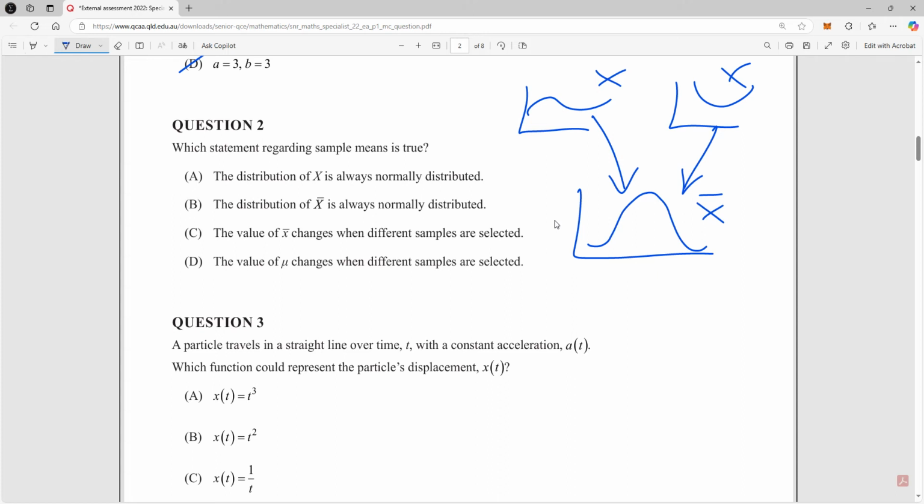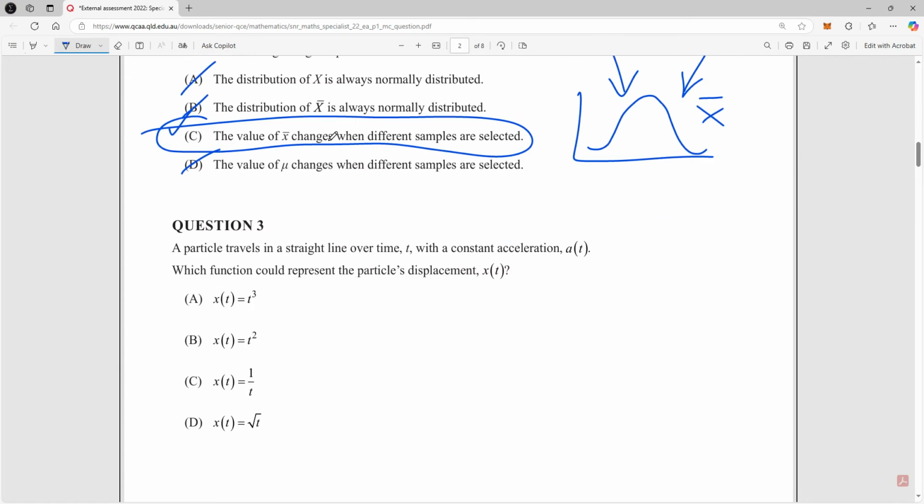The distribution of x bar is always normally distributed. This one is not correct either because they're saying always. It's only when the sample size is big enough, I think about 30 roughly. So that one's not correct and that one's not correct either. The value of x bar changes when different samples are selected. That is true. And D, the value of mu changes when different samples are selected. Well, mu is the population average, and if you sample it, that's not going to change the population average. So that one's incorrect. So the correct answer here is C.